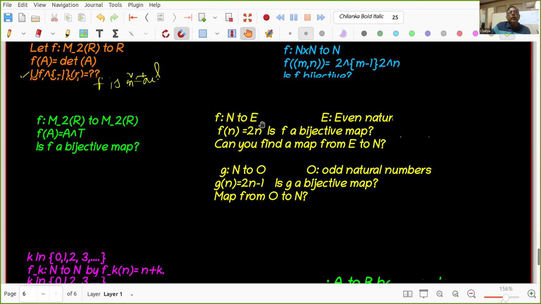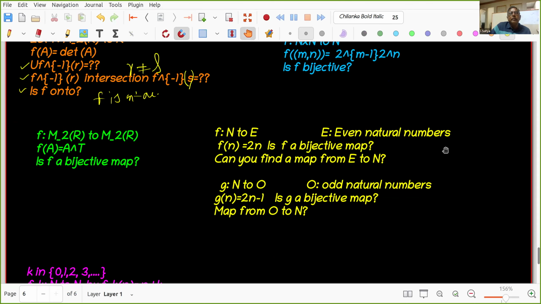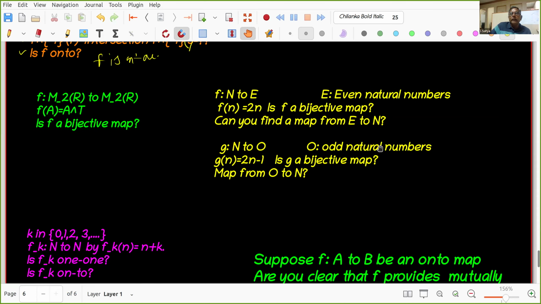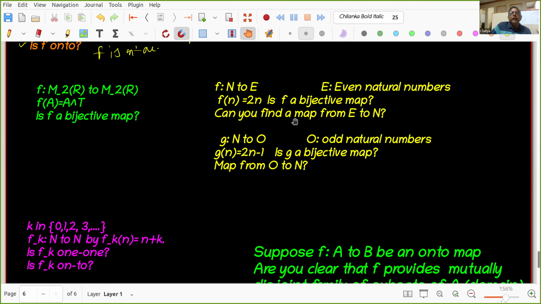From N to E, natural numbers to even natural numbers, f of n equal to 2n. Is it a bijective map? Can you find a map from E to N then? If it is bijective, then can you think of E to N? Then no need to worry about this question. Okay, g from N to odd natural numbers. If it is bijective, then you see that the even natural numbers are a smaller set, but still there is a bijective map.